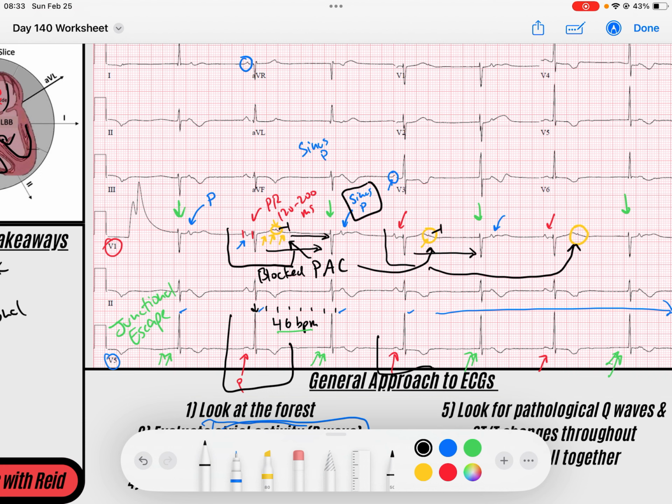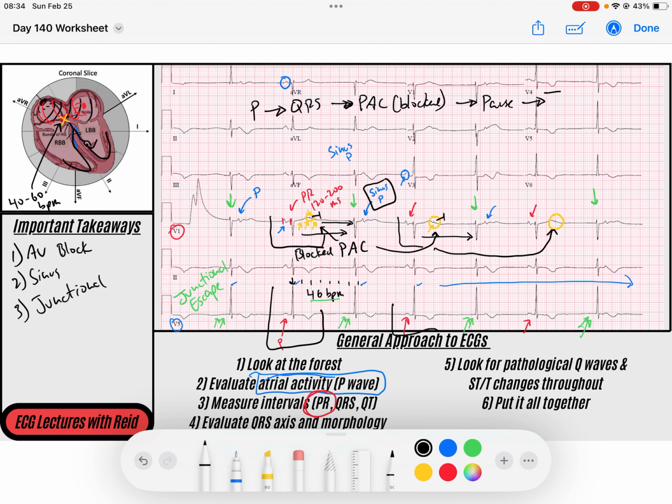We get a pause, which then leads to a junctional escape that occurs just before another sinus P wave. That's the cycle. It's happening over and over and over again, right?